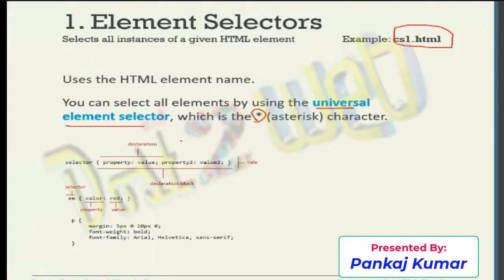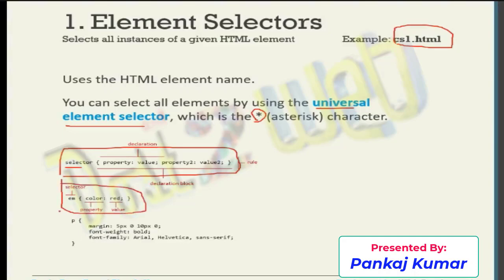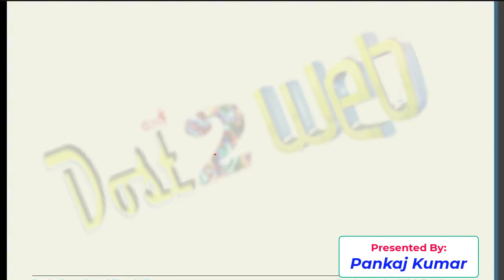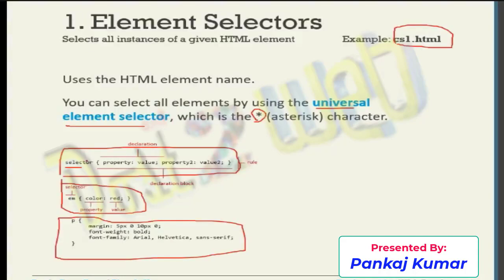We have already seen the example: we use a selector and a declaration, that means properties and value pairs. This complete thing is called a rule. This is the CSS rule. In the same way, this is another CSS rule, and this is also another CSS rule. Already we have seen the same example. Again, we are repeating so you will understand this one. If you want to apply to the entire document, you can use this way.